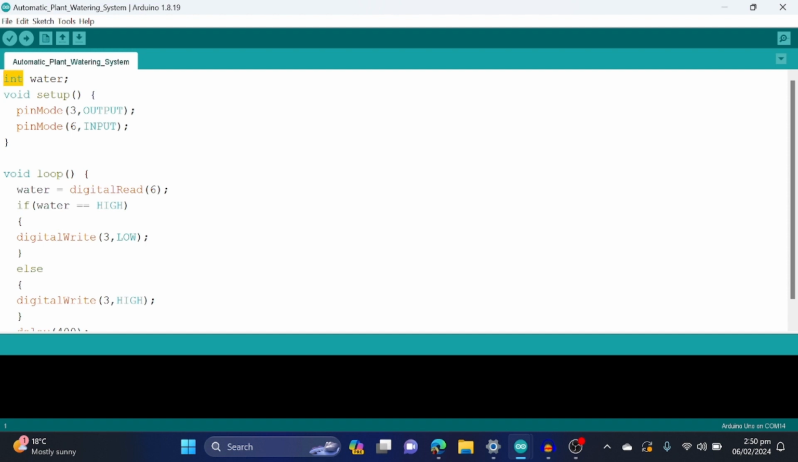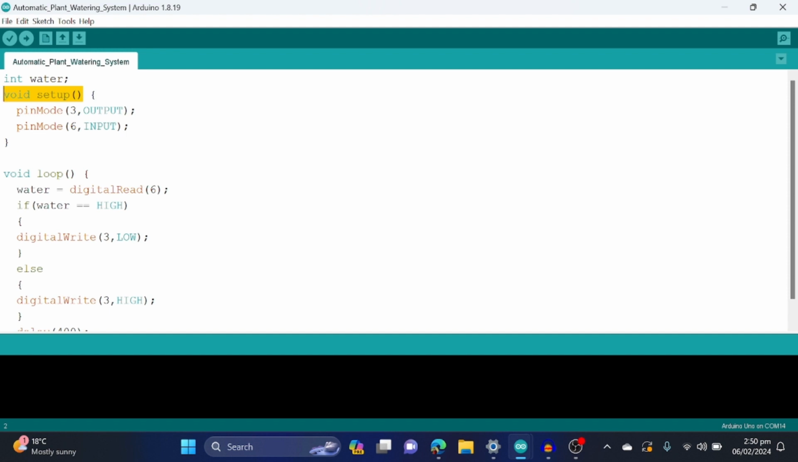Firstly there is a data type int. Int stands for integer. So there is a variable water with a value of integer. The value would be 0 or 1, not 0.1, and it's not a float value, not a decimal value.